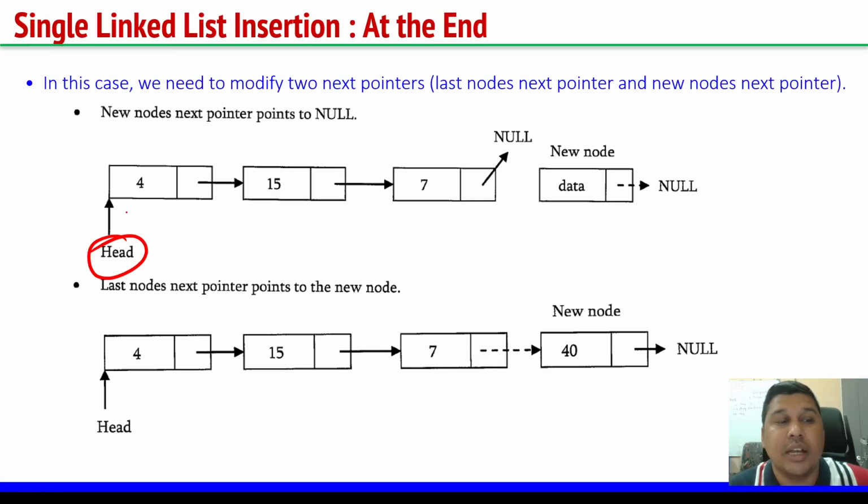Somehow I have to reach the end of the list. How do I reach the end of the list? I have to traverse through the list. From the head, I have to travel and reach the end. And how do I know which is the last node in the linked list? We know that the last node of a linked list is always null. So I have to iterate.